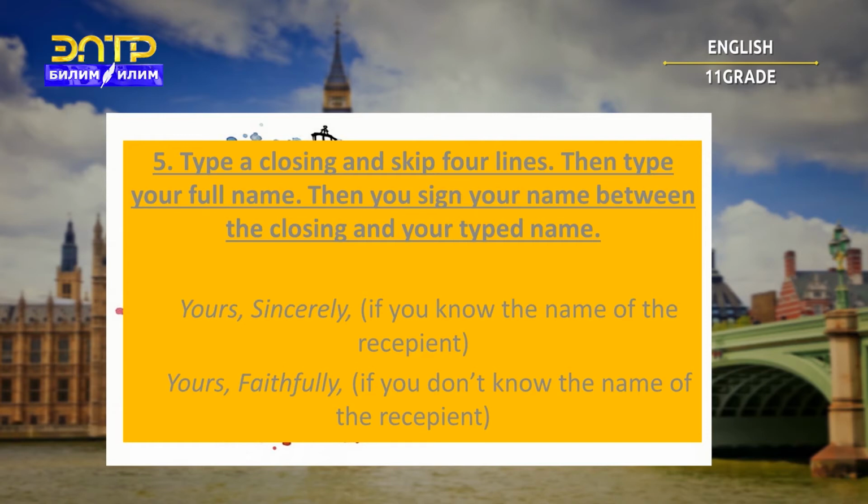Fifth, type a closing and skip four lines. Then type your full name. Then you sign your name between the closing and your typed name. For example, Yours sincerely, if you know the name of the recipient. Yours faithfully, if you don't know the name of the recipient.